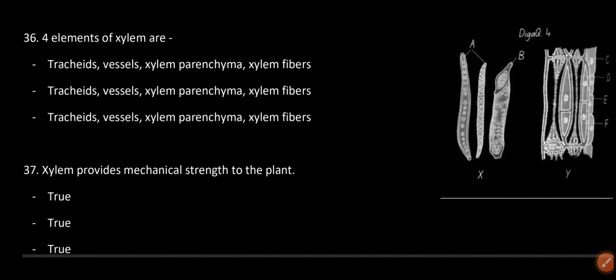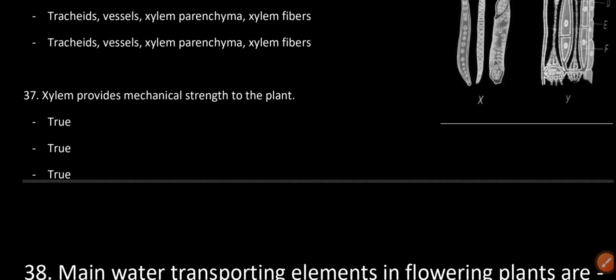The four elements of xylem are tracheids, vessels, xylem parenchyma and xylem fibers. Xylem provides mechanical strength to the plant. True.